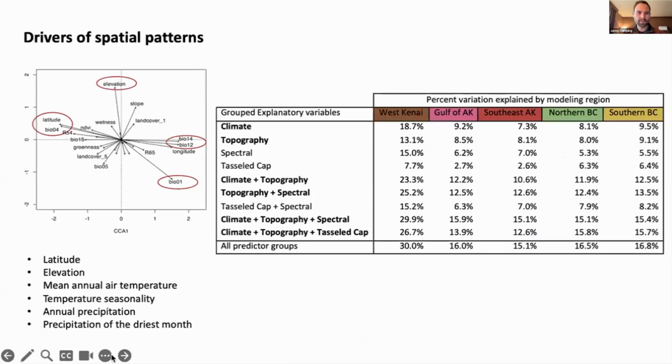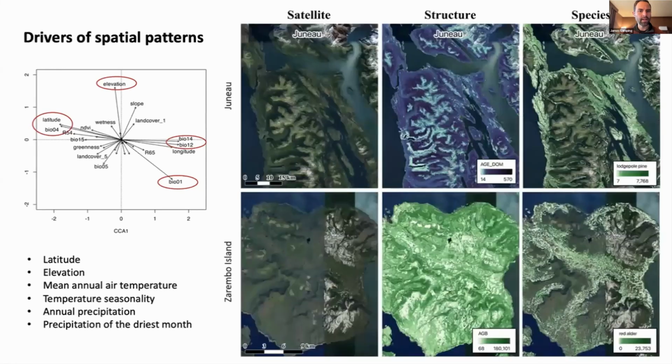Out of the environmental variables we chose, what really drove our predictions? Well, climate, topography, and spectral data all explain about the same amount of variance in our output models individually. Combined, climate and topography, or climate, topography, and spectral data, actually explain most of the variance in our output models in total. Tassel cap performed a little bit less well than I thought it would, but it also explained a large amount of the variance in our output models.